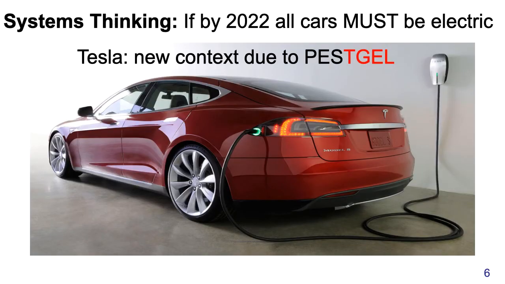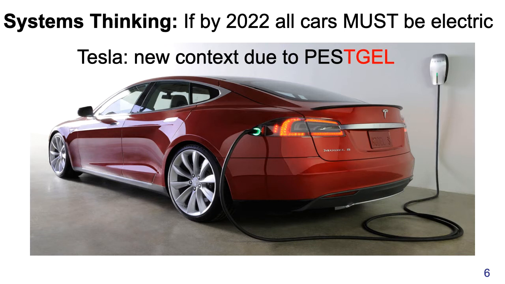Now, one needs to be a good systems thinker if you want to be a great marketer. You need to critically think about lots of things, all at the same time. And let's say you're in the car industry and the government said to you as a manufacturer, by 2022, all cars in South Africa must be electric.